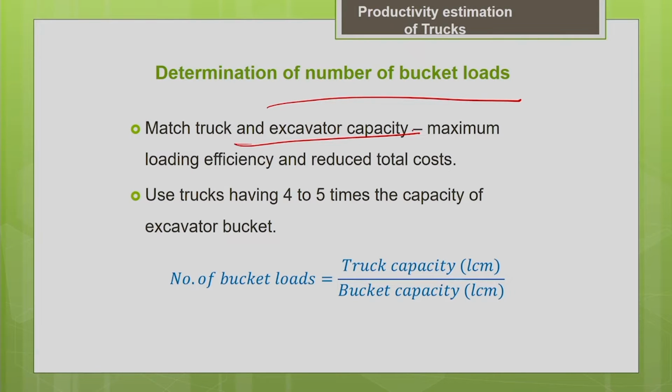As I told you, these are interdependent machines, so we should go for compatible capacities. That means you should not go for a small truck and a bigger loader, or a bigger truck and a smaller loader. In both cases, your cycle time will be longer and there will be unnecessary wastage of time. That is why you need to balance the capacity of the truck and the loader or the excavator. As we mentioned earlier, based on studies, they have found the truck capacity should be at least 4 to 5 times the bucket capacity.